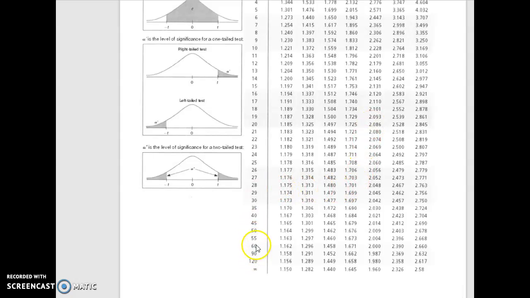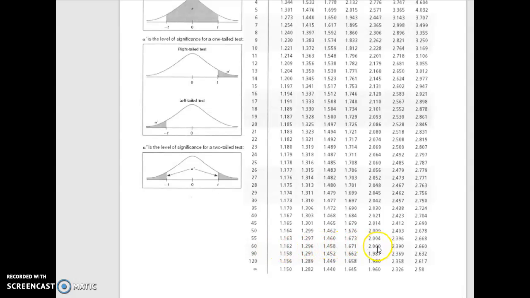The problem is there is no 69. It jumps from 55 to 60 to 90. So if you can't find your actual DF that you're looking for, you're going to find the next smallest whole number. In other words, round down to the number that's on the screen. So if we're looking for 69 and we can't find it, 60 is the next smallest number below it. So we're going to use 60.